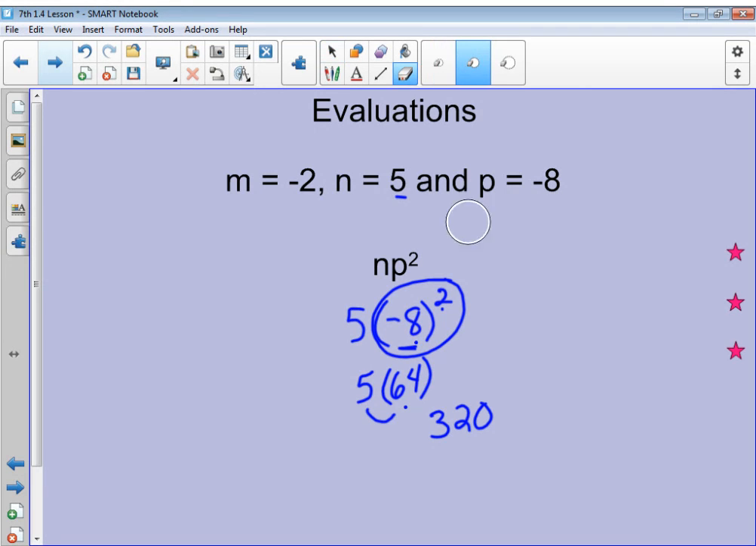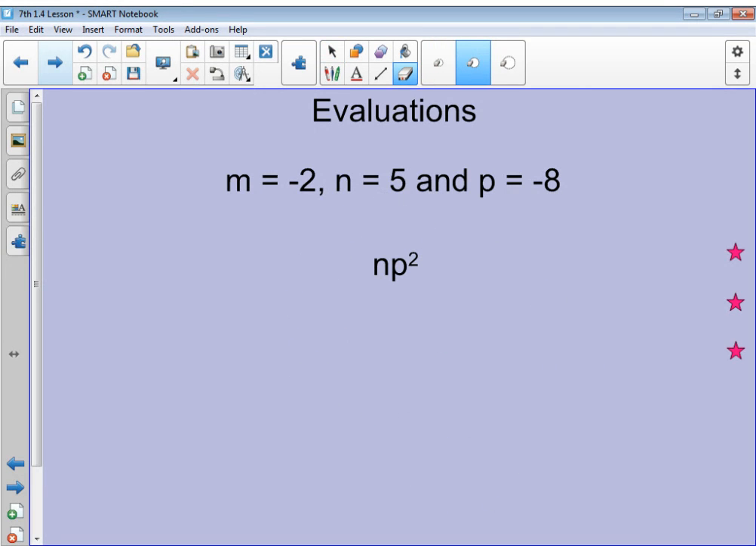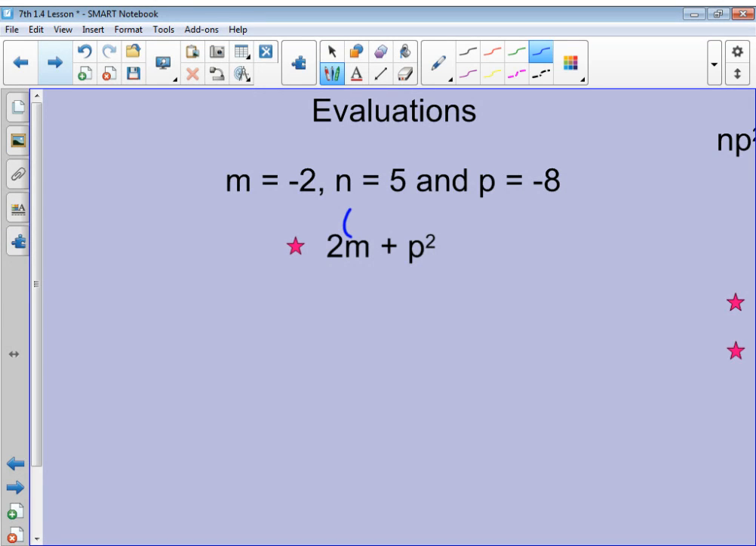Okay, so let's try another one. Key thing here is that you're substituting in correctly. Okay, so 2 times m plus p squared. Make sure that when you're doing this, you put your replacement of m in a parenthesis, and here's why. Because if I write this out like this, 2, and then I write m as negative 2, that looks like 2 minus 2, when really it is 2 times negative 2. So it's probably very good practice to put everything in your parentheses. Plus p is worth negative 8, and then squared.